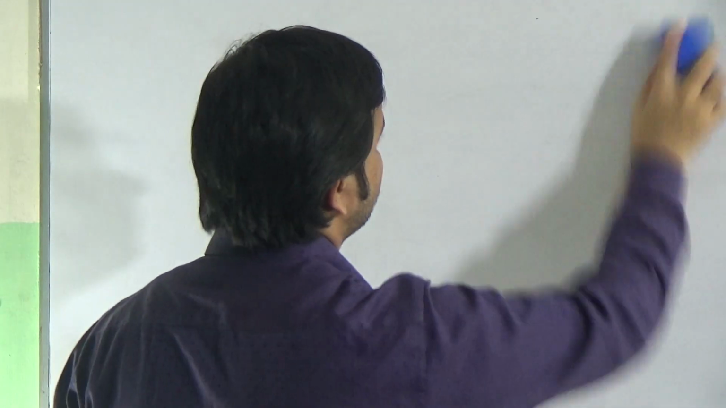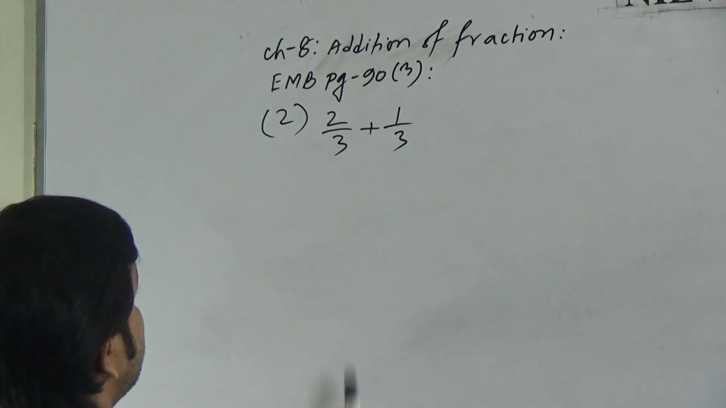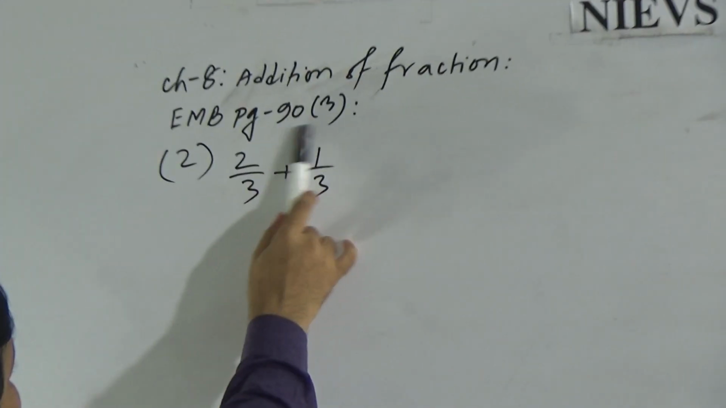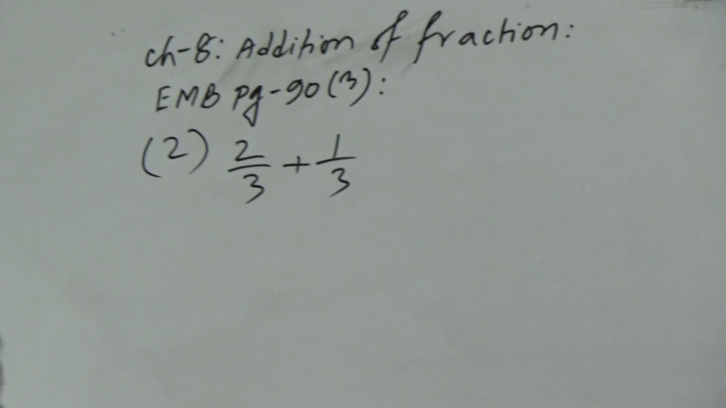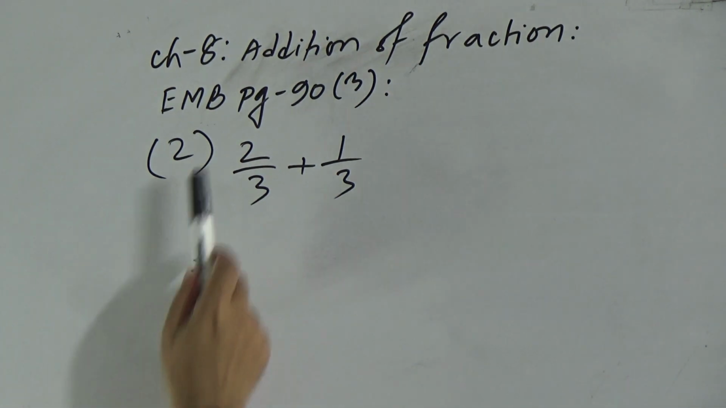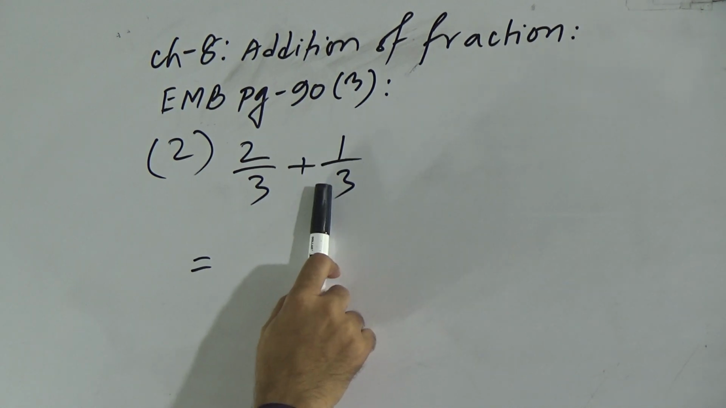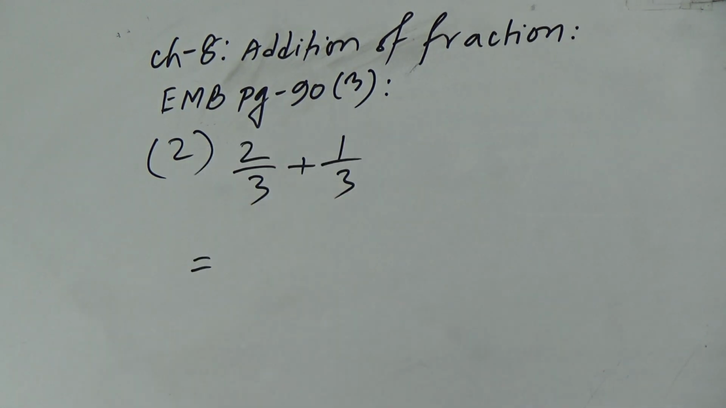Dear students, 4 questions I have written, 2 questions I have written from activity 3 of EMB page 90. These two questions I will solve at first. First question, 2 by 3 we have to add 1 by 3. These two fractions we have to add.